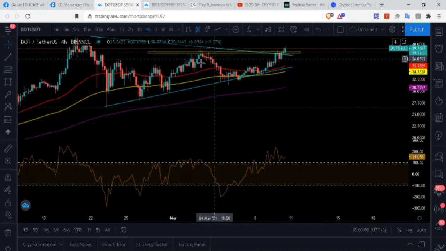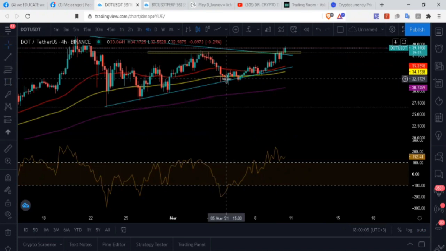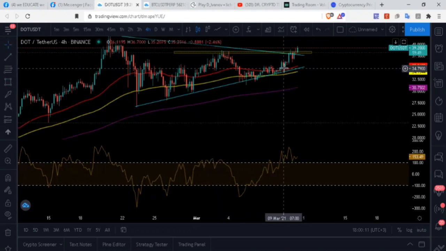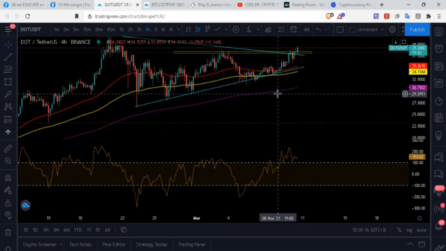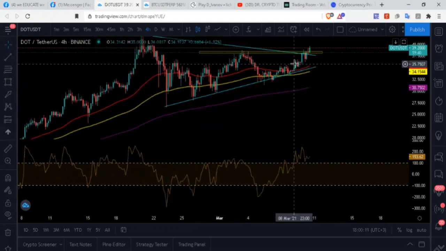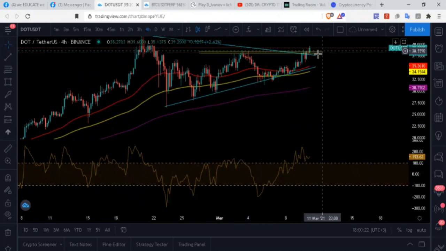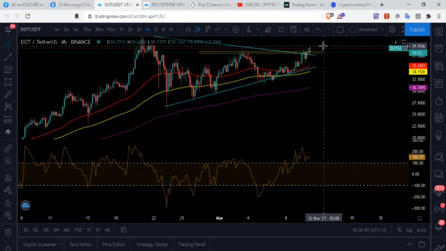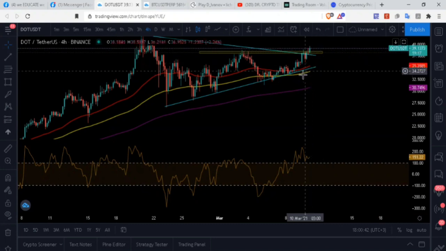Polka dot, the trend is uptrend, trending because the price is above the moving averages, the 50 and the 100. For conservative entry, we will need the price to go in this area. If you are aggressive, you can enter. But since we are conservative, we will wait for the price to go here. We will not chase the current price.